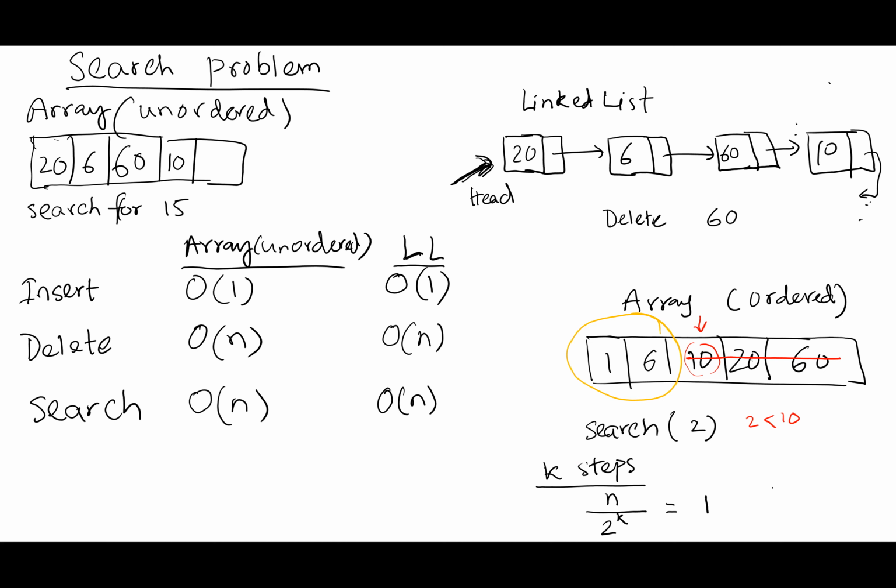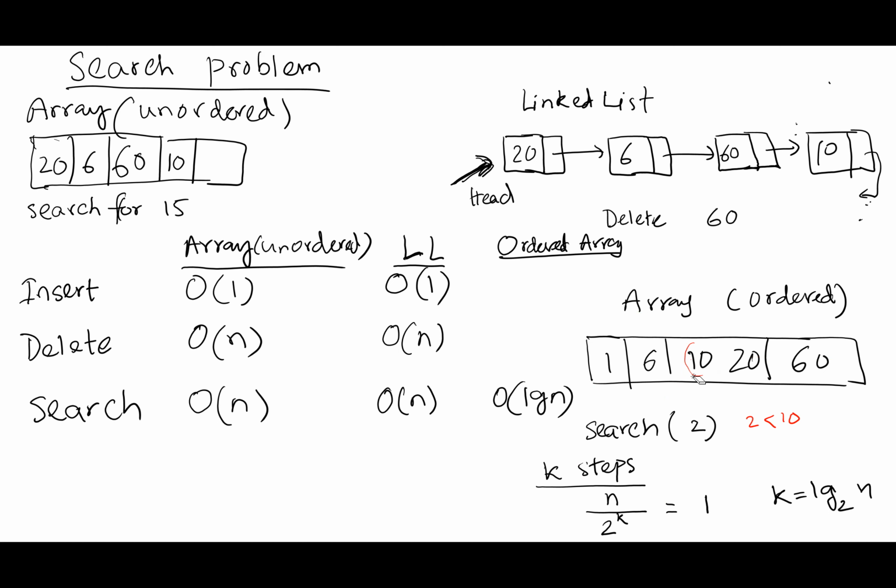So we can say that k equals log base 2 of n. In that case, if it's an ordered array, then the search becomes much faster, log n, right? But it has its own challenges. So let's look at the challenge here.